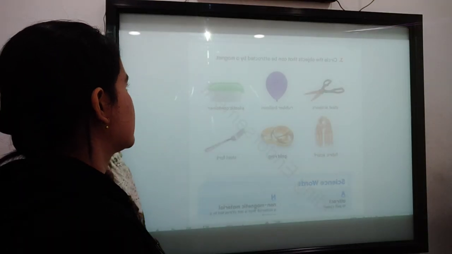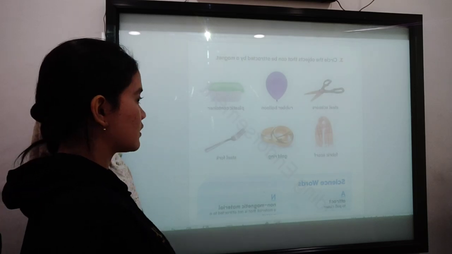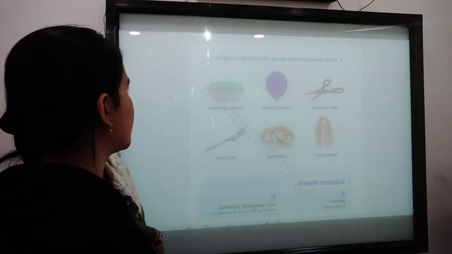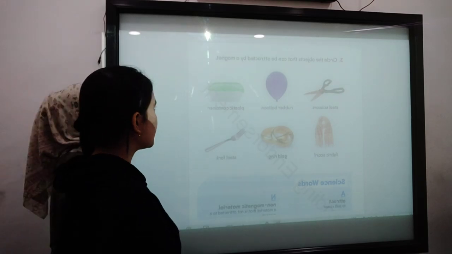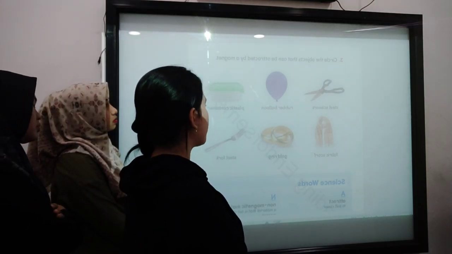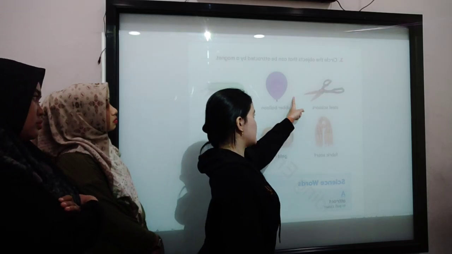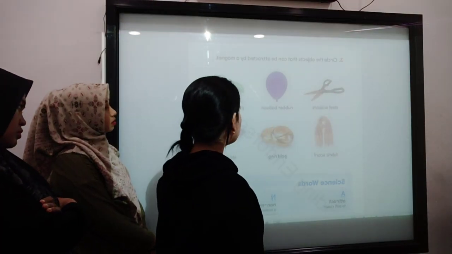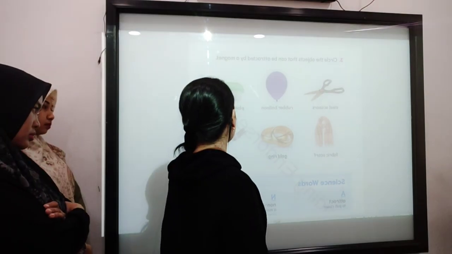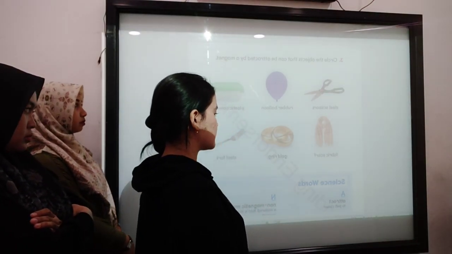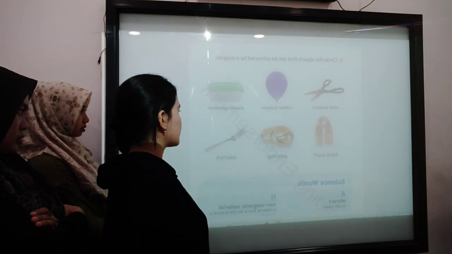Circle the objects that can be attracted by a magnet. So in here, the objects that can be attracted by a magnet are steel scissors, because scissors are made from steel, and then steel fork. So only both of them.